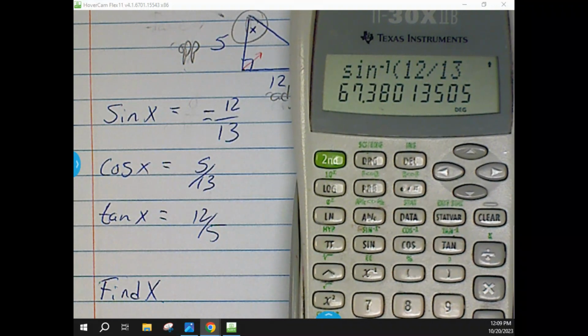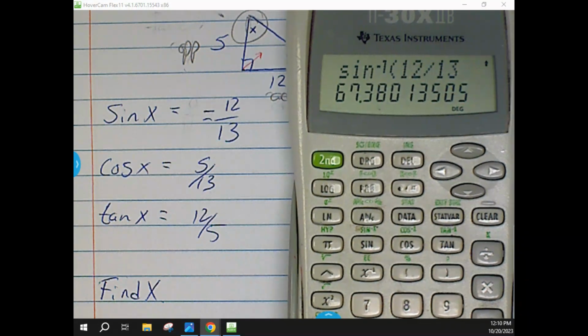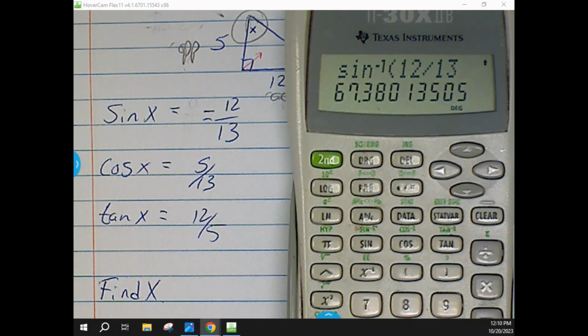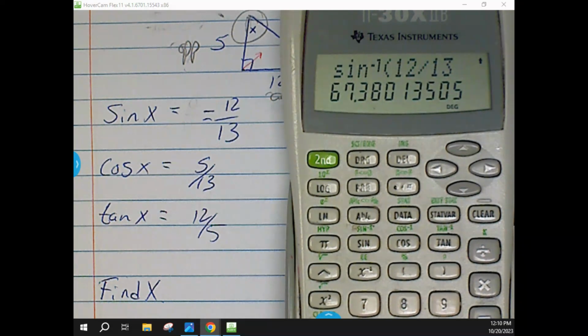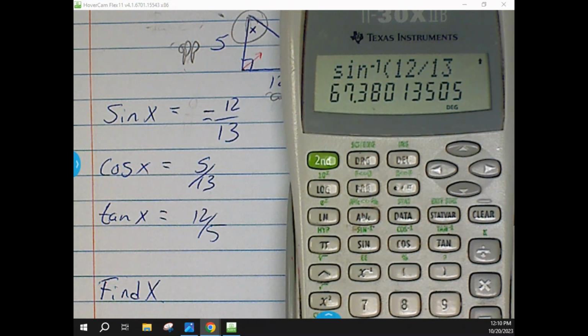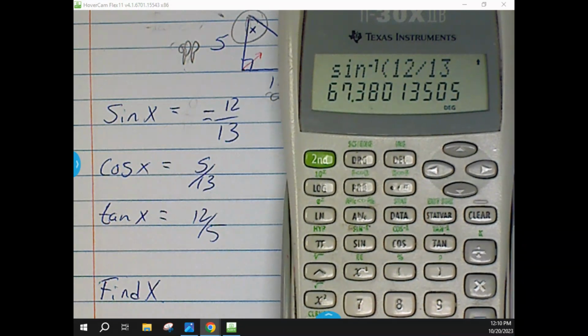All right, so everybody check and make sure you got 67. Because one thing we'll have to do when we take a test is make sure that if it's in the wrong mode, you won't get the right answer. So did everybody get 67.3? All right. Anybody not get 67.3?